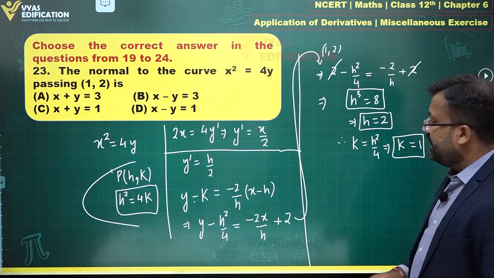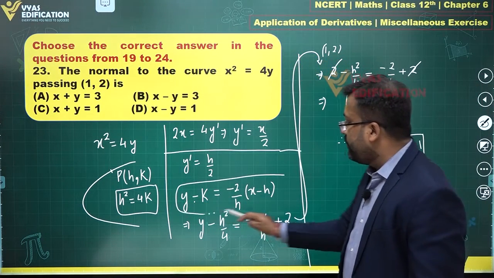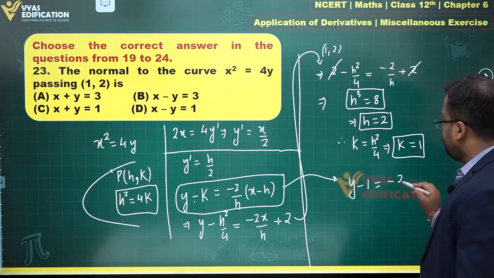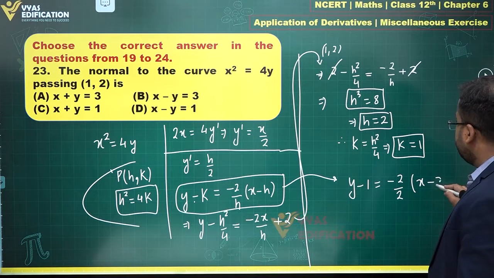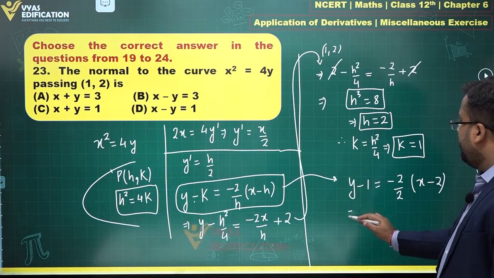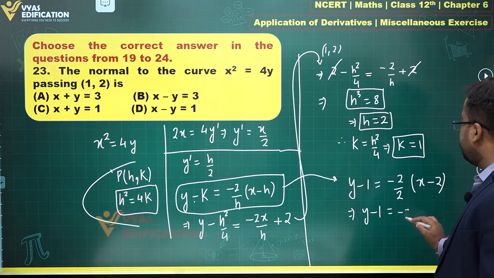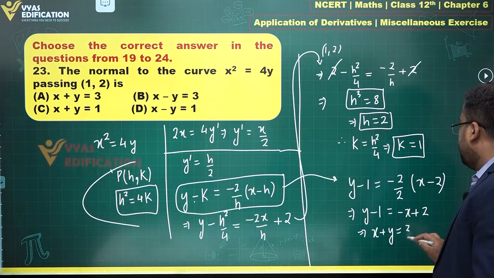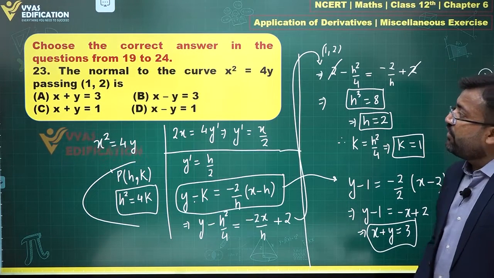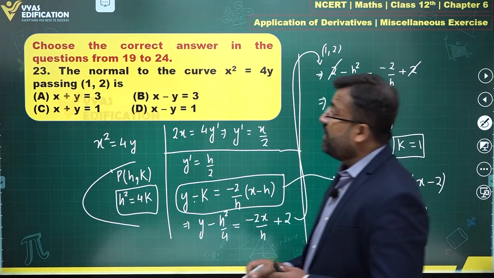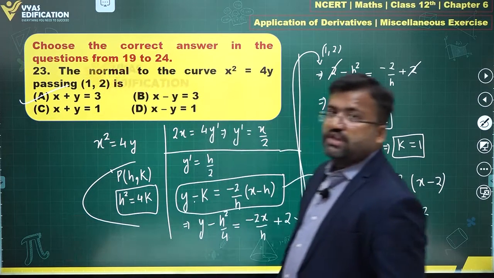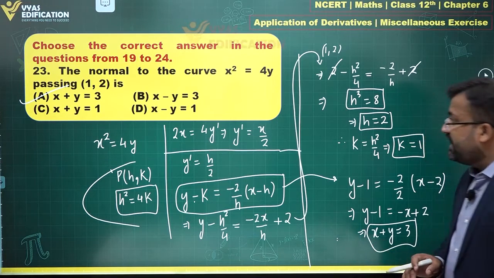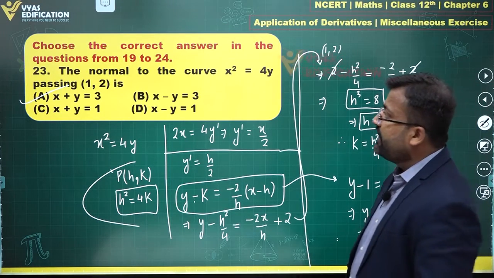I know the point, and I can easily write the equation of the normal with the help of this. Y minus 1 is equal to minus 2 by 2 times x minus 2. That's what you have, right? And that becomes y minus 1 is equal to minus x plus 2. That tells me x plus y is equal to 3. That's what you have. X plus y equals 3. That's the required equation of the normal. A similar question we have solved during the exercises as well. That's the final answer for this question over here.